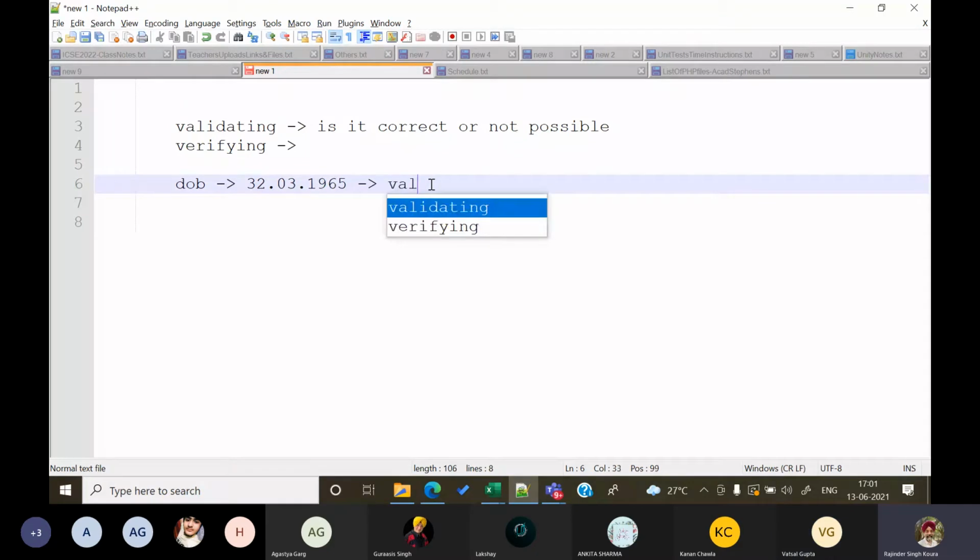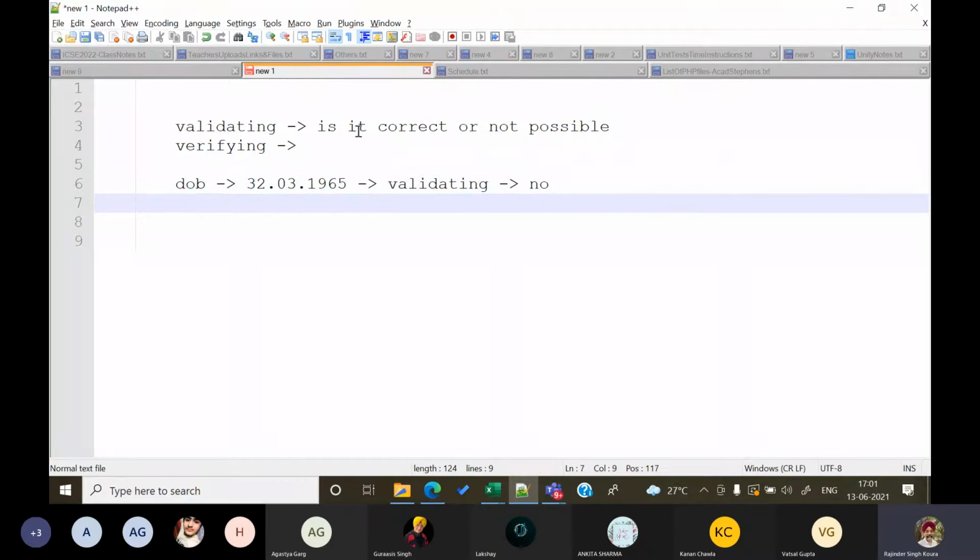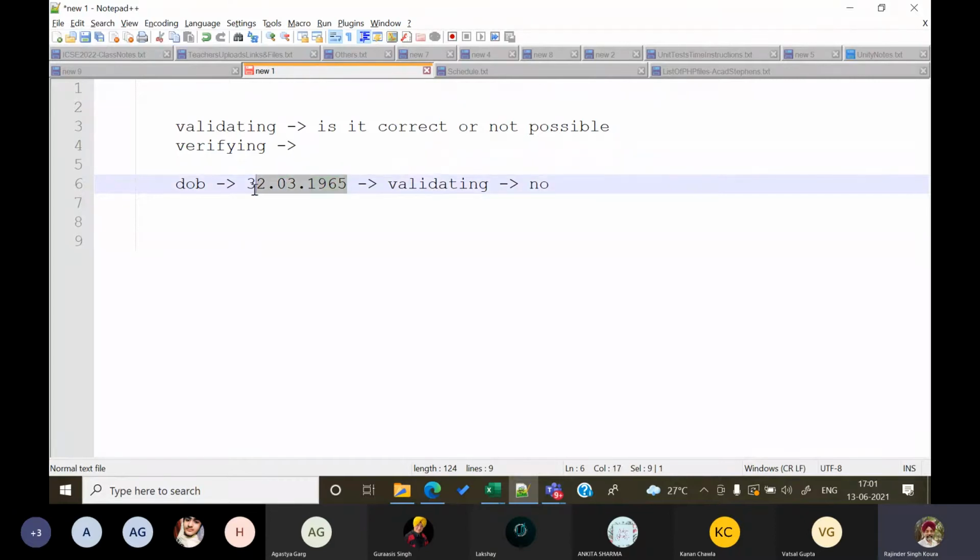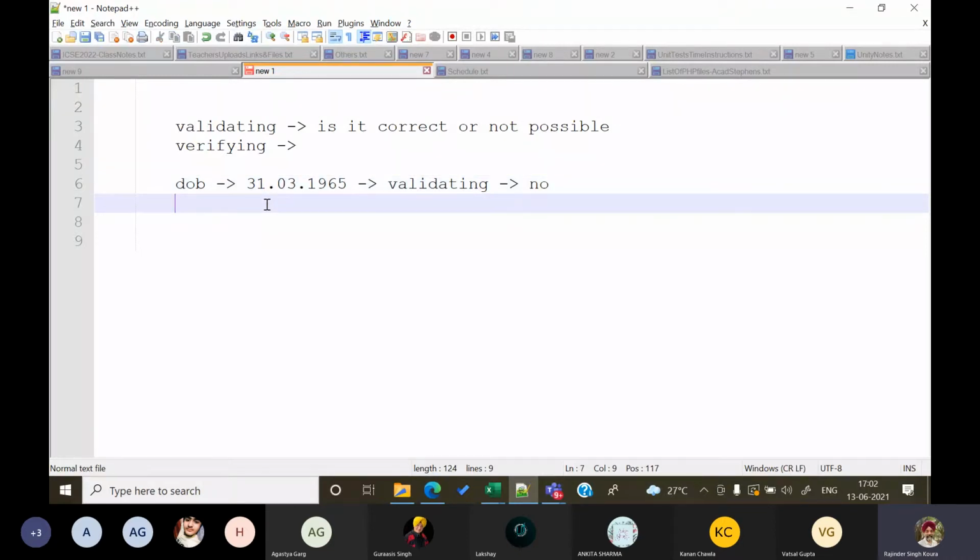So that means when I validate it, during the process of validation, I'll say that there is a big no here. I cannot be born on this date because this date is not there. This date is not possible at all. And suppose I say it was 31st of March 1965, which is actually not my date of birth, so don't think this is my date of birth.